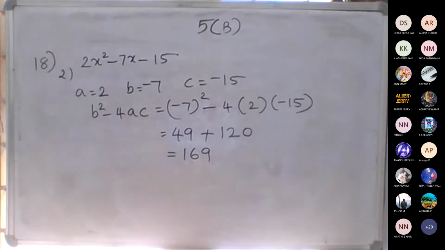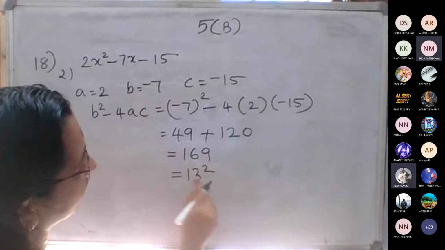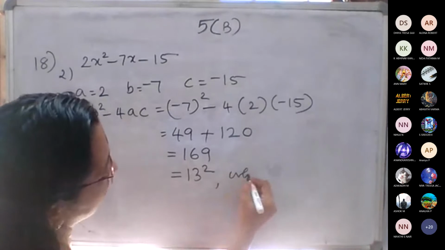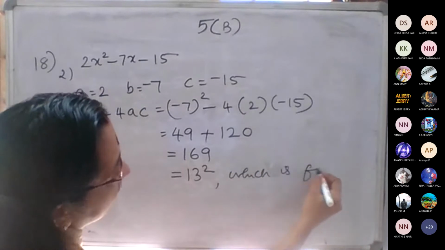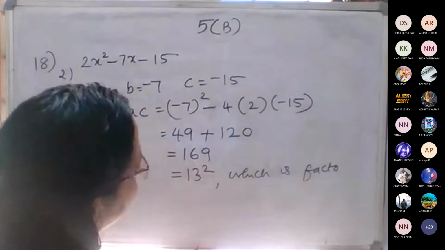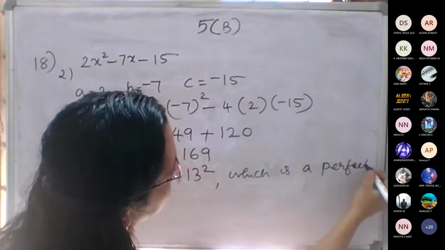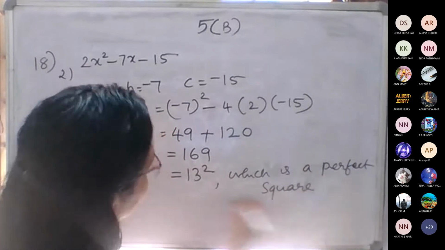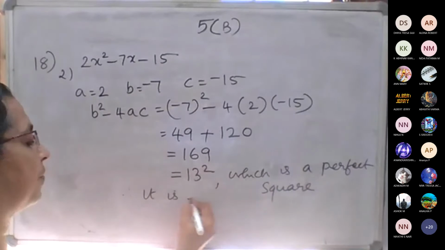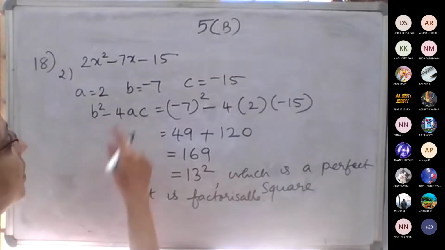What is 169? A perfect square. That is 13 square, which is factorizable. Which is a perfect square. Therefore, it is factorizable.